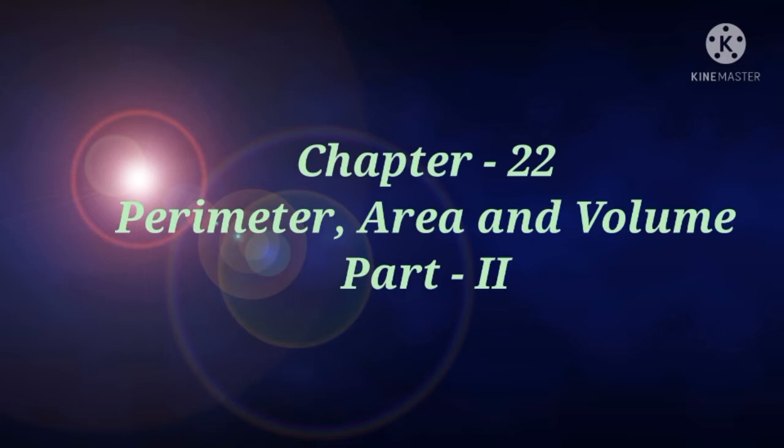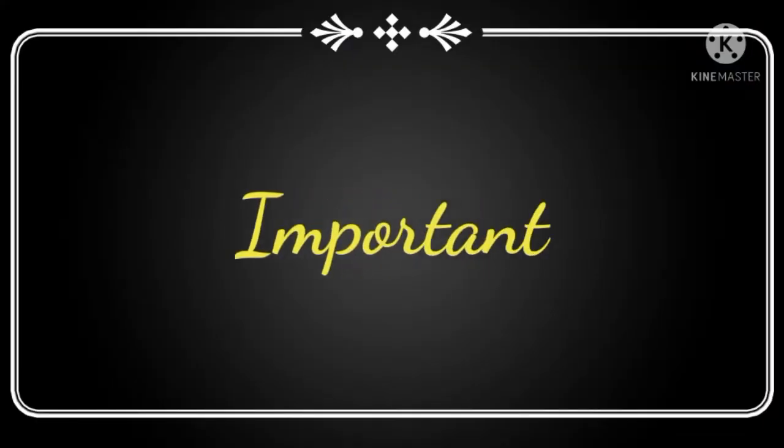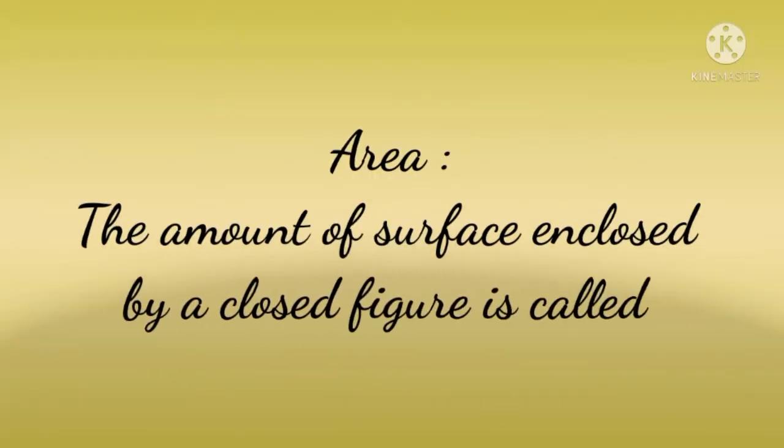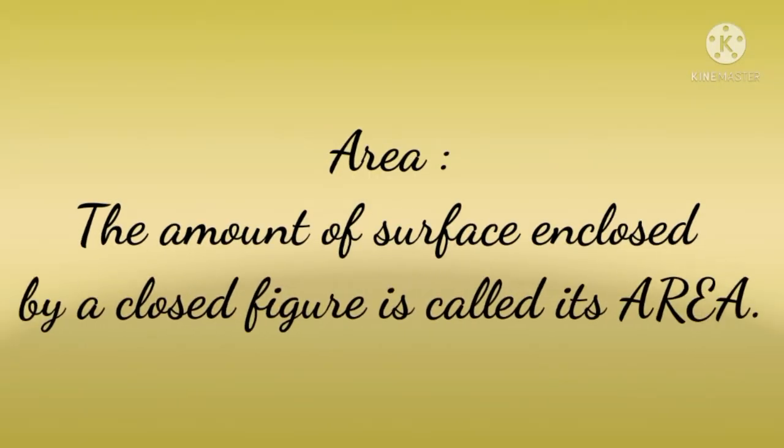Today we are going to learn chapter 22 Perimeter, Area and Volume Part 2. First we discuss some important points. Area. The amount of surface enclosed by closed figure is called its area. That means the surface inside a closed figure we will call area.